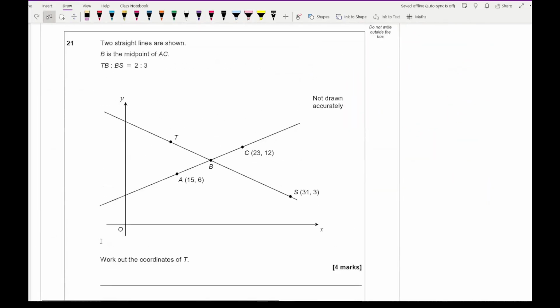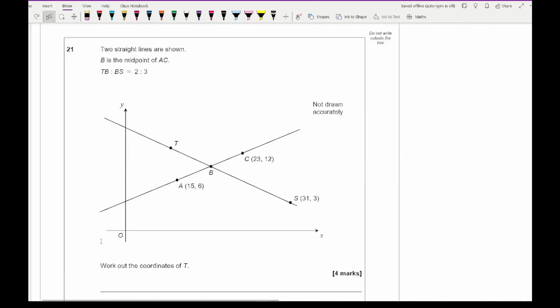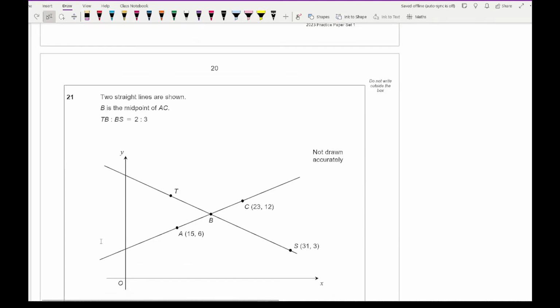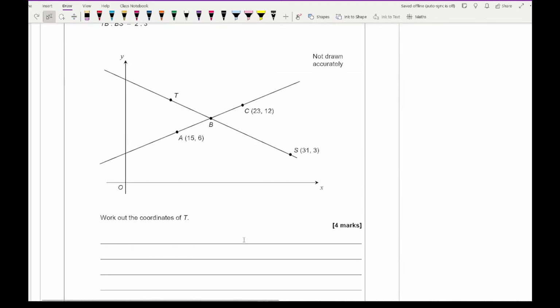Then moving on to question 21, it says we've got two straight lines shown. B is the midpoint of AC, and we know that TB and BS are in the ratio of 2 to 3, and the question is asking us to work out the coordinates of T. So the first thing we need to do is work out the coordinates of B.